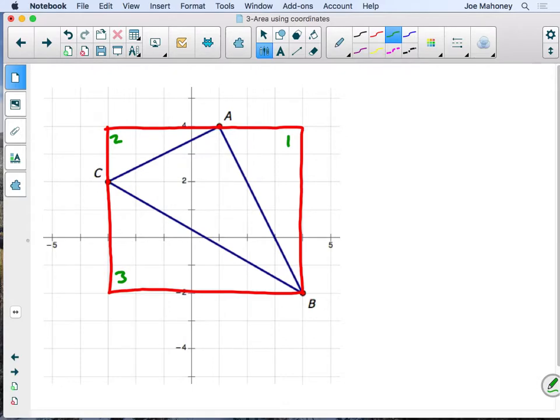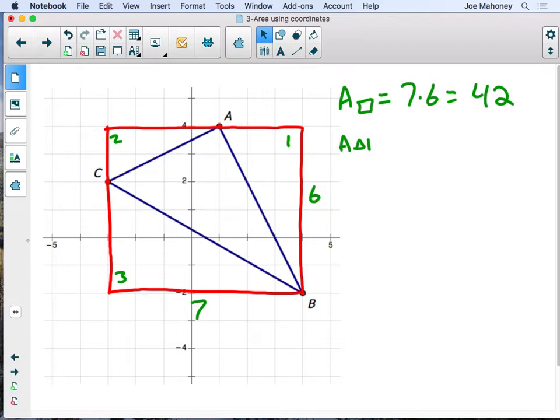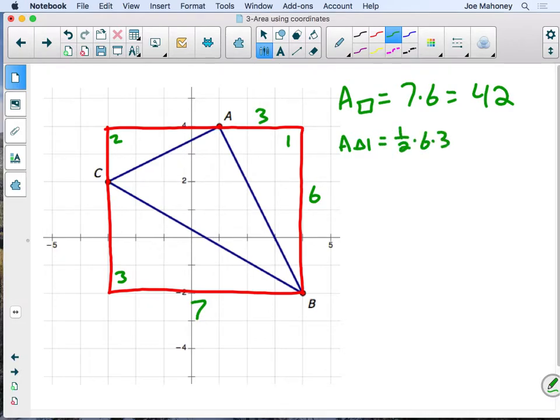Let's do it. So if I go along the bottom, it looks like this is 7 boxes long, and 1, 2, 3, 4, 5, 6 boxes high. So the area of my box, 7 times 6 is 42. If I want to find the area now of triangle number 1, triangle number 1 has sides that are 6 by 3. So 1/2 of 6 times 3, that's going to be 9. The area of triangle 1 is 9.